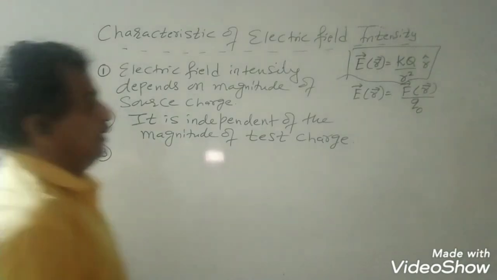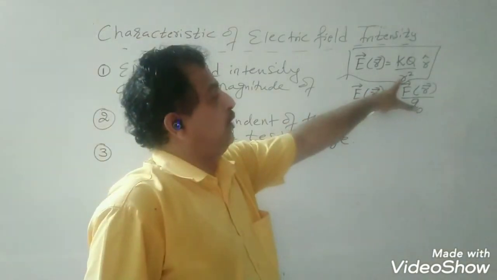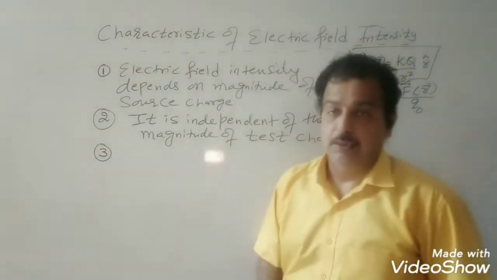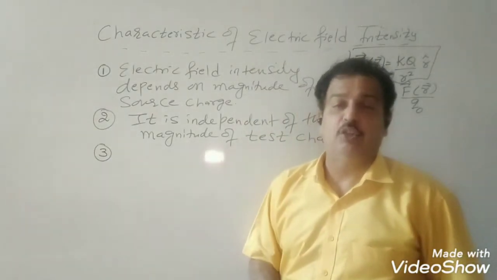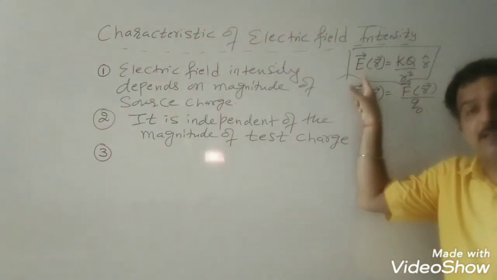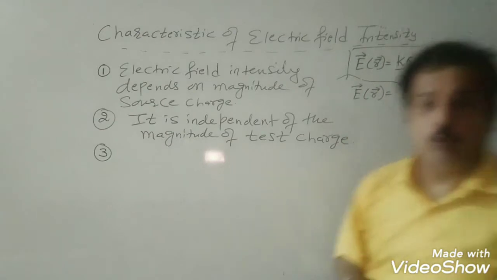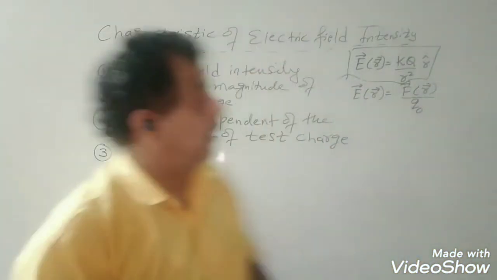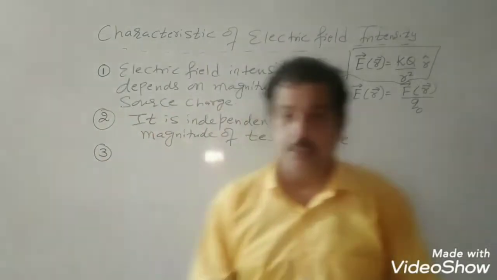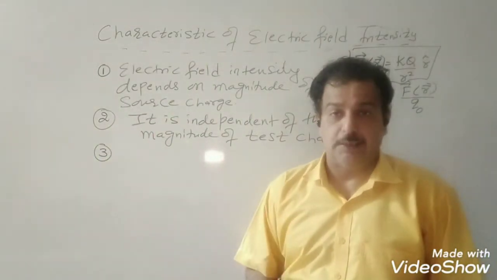Third, it depends on the distance between the test and source charge. Now it means it depends on the orientation of the charges. This formula derived is for a simple case when the source was at the origin. But now I have given you the exercise: if the source is not at the origin, what should be the equation?